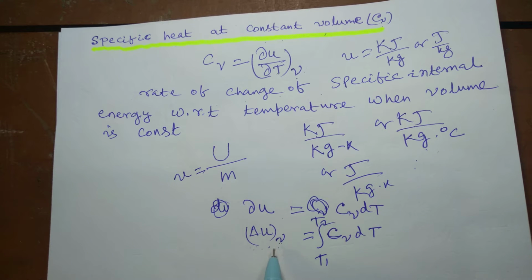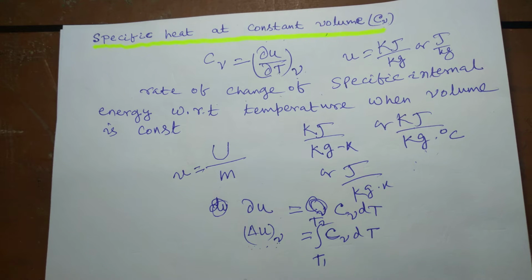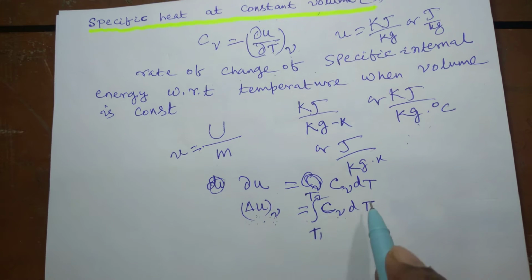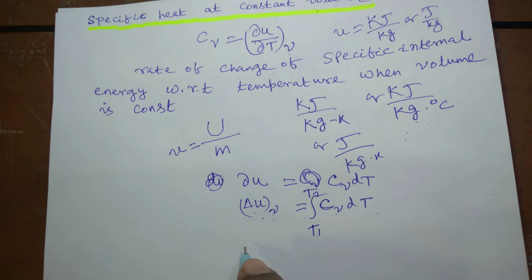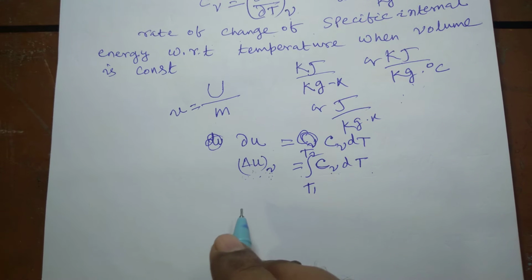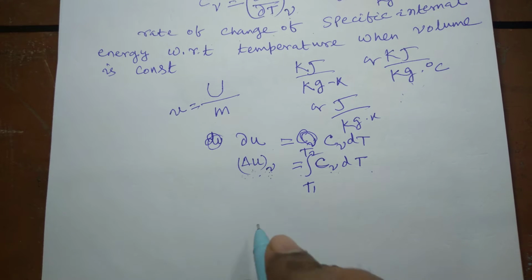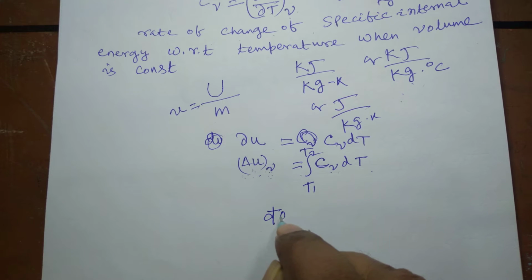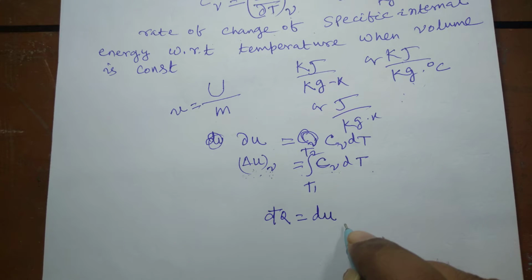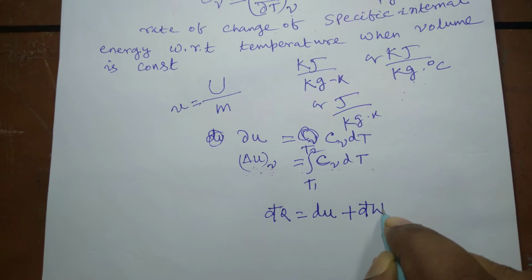That means when heat is added to a system of unit mass, and the volume of the system also remains constant during the process, then the change in specific internal energy will be like this. But the first law equation for a closed stationary system of unit mass we know is like this. The differential form is: dq is equal to du plus dw.